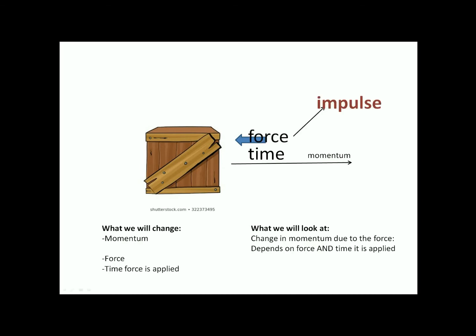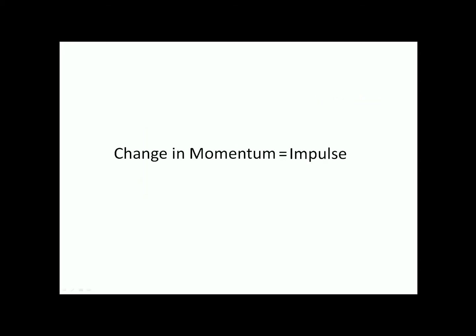Therefore, what we can see is that force and time together affect how the momentum changes, right? And it so happens that these two, this times this, makes up a new quantity called impulse, which is essentially, so I'm coming down here, just the change in momentum.